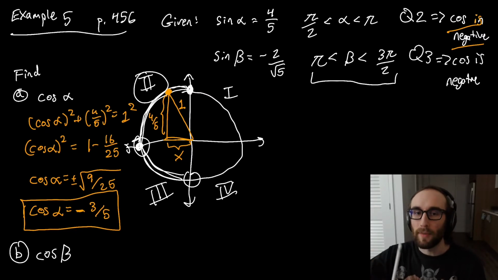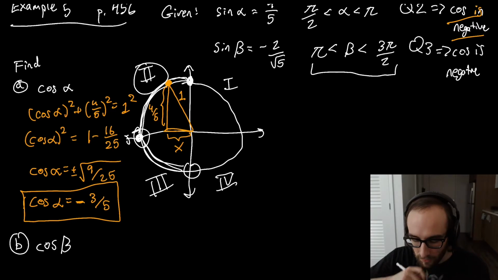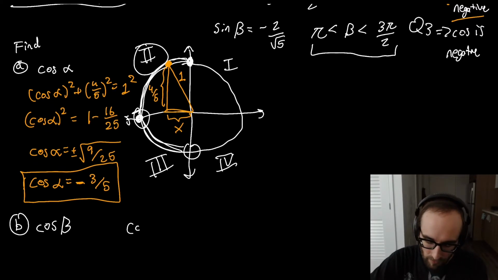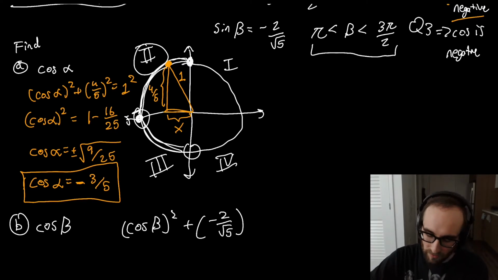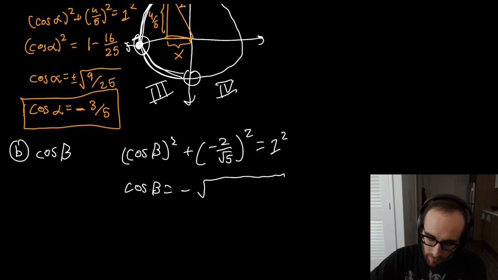The square root is going to be in the denominator. Okay, so to find cosine of beta, let's use our Pythagorean identity that we know. Cosine of beta squared plus sine of beta, negative 2 over root 5 squared, is equal to 1 squared. So cosine of beta, we can take the negative square root because we know cosine is going to be negative.